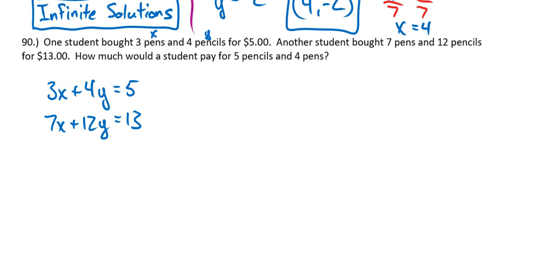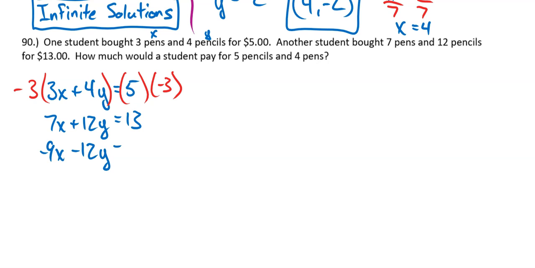But if I look at this, all I have to do for the y's is multiply this first equation. If I multiply by 3, it gives me a 12. Well, I want a -12 since this guy's positive. So I just have to multiply by -3. I have to get additive inverses, and it's much easier to do with y because it's easy to turn that 4 into a -12, okay? And so it gives me this. -9x minus 12y equals a -15.